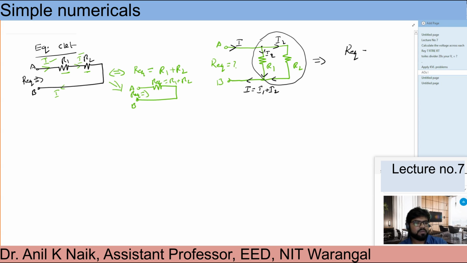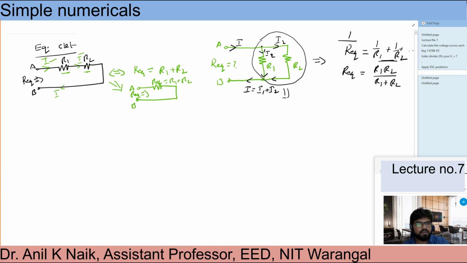This expression we already derived. If two or more elements are connected in parallel, then 1 by R equivalent equals 1 by R1 plus 1 by R2. This kind of expression we have derived. It can go up to any number of elements which are connected. If two elements are connected, you just simplify this equation and you will get R1 into R2 by R1 plus R2. So this is what we are going to get as R equivalent.